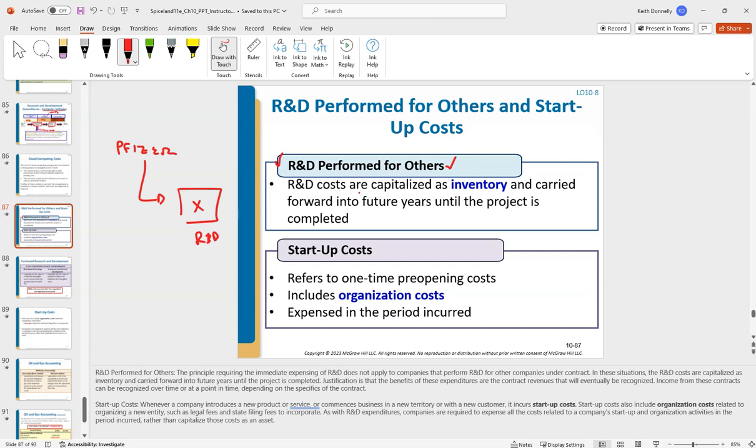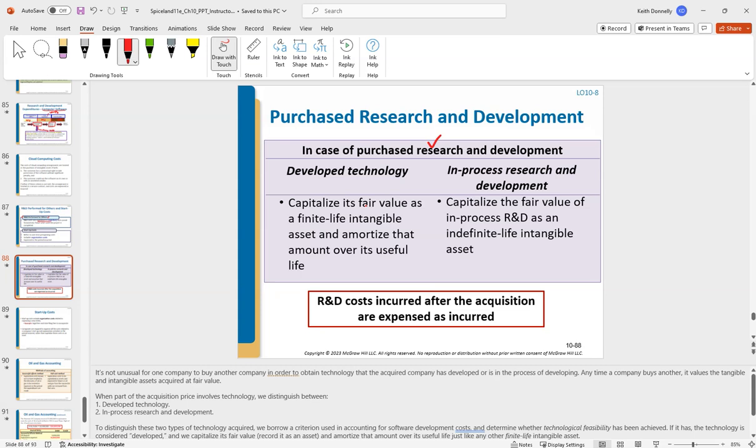In this situation, the first thing we looked at was when we actually work for Pfizer. We're going to generally expense when we do the R&D. But if we're a third-party company that they hire, we're going to capitalize that R&D as inventory. So a little bit of a different treatment there. You can look at this for purchased R&D. Any R&D costs after the acquisition are expensed as incurred.